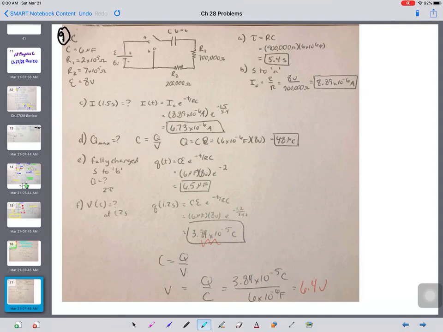C, you want to know the current at 1.5 seconds. That's a straight plug into the equation. D, the maximum charge, C equals Q over V. You get the maximum charge if you plug in the EMF of the battery into that.